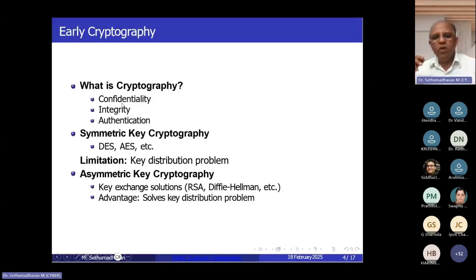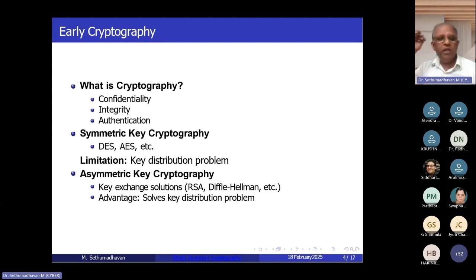Actually, what is the purpose of cryptography? Cryptography is basically giving these three assurances: confidentiality, integrity, and authentication. If you look at any crypto system, it will be aiming either for confidentiality, or integrity, or authentication, or sometimes together, but all three may not be possible.